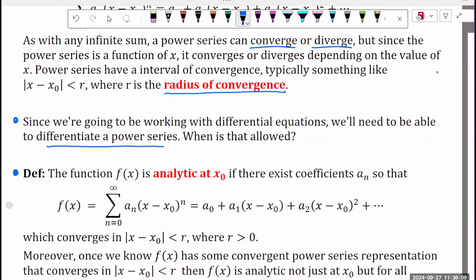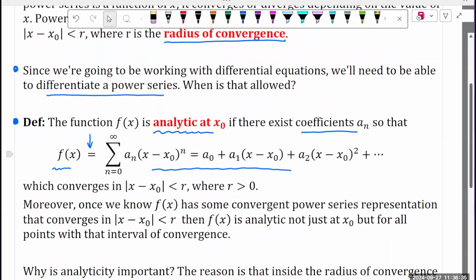We have to define what it means to be analytic around that point. A function is analytic if there are coefficients that allow us to write that function precisely as an infinite sum. So notice this equal sign is really important. The function is identically equal to that infinite sum, not just approximated by that sum. And this sum clearly has to converge within the radius of convergence.